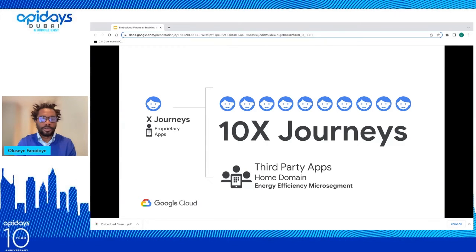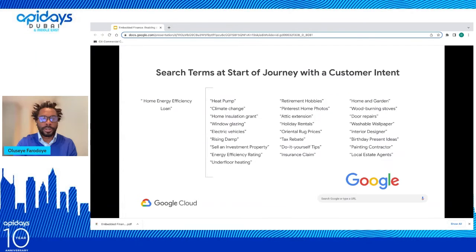Eventually, you can typically multiply your journeys by 10 by supporting a diverse range of third-party apps compared to having just one set of journeys within your own proprietary ecosystem, your app or your website.